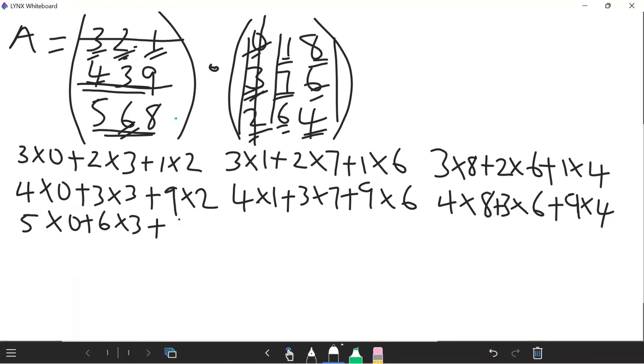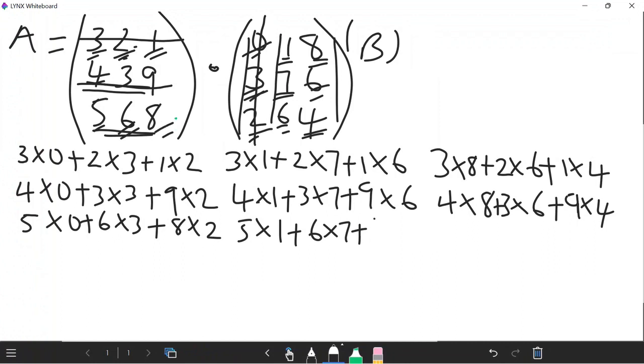I hope by now we can understand what we're doing. We are basically taking the elements in the rows in the first matrix, then multiplying them with their corresponding elements in the column in the next matrix, which is matrix B. So let us now proceed. You are going to take 5 multiplied by 1. Then you are going to add 6 multiplied by 7. Then you are going to add 8 multiplied by 6, which is the corresponding element.